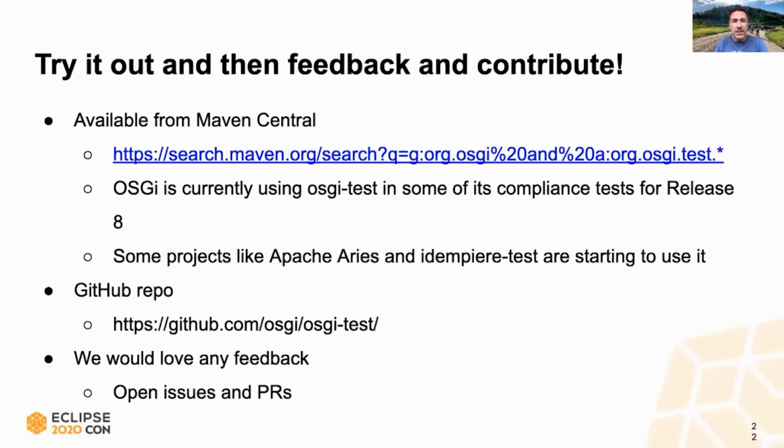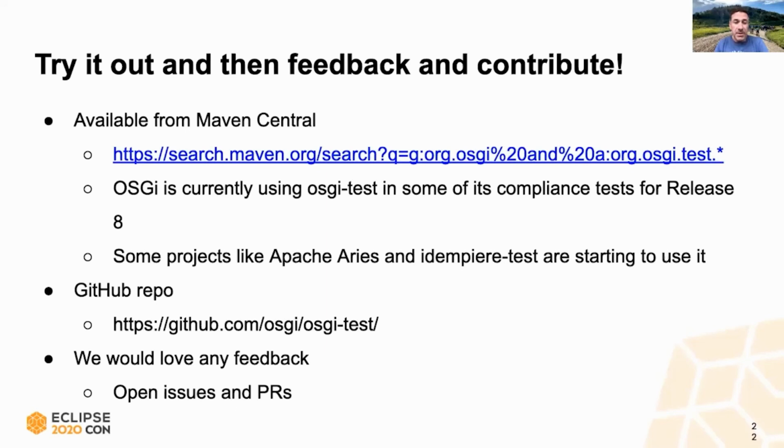Right, you can go get these bundles right now from Maven Central. There's a link there in the osgi test namespace. In fact, to sort of show how useful these are, we're currently using these now in the OSGI project for some of our compliance tests for the forthcoming release 8. And some other projects like those in Apache Aries and Adempera Test have also started to use this to help them do their OSGI testing. So it's useful today. Please go check it out.